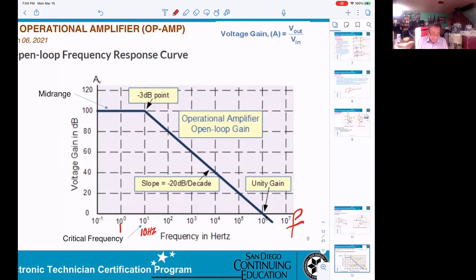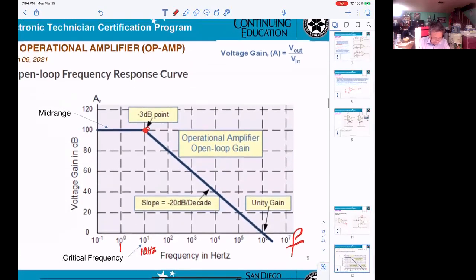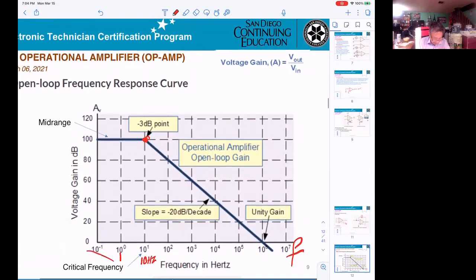Now, this point right here they call the cutoff frequency or critical frequency. Here, you see that? They are going down 3 dB. That means they are going down to 0.707 of the maximum voltage. Then they will be going down here. You see that? Now I can pick one point right here.